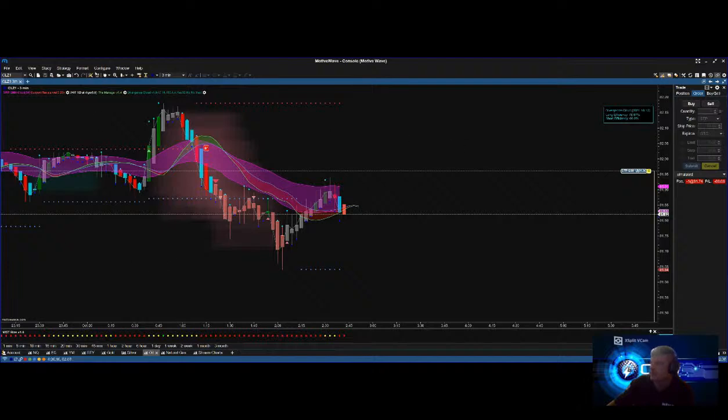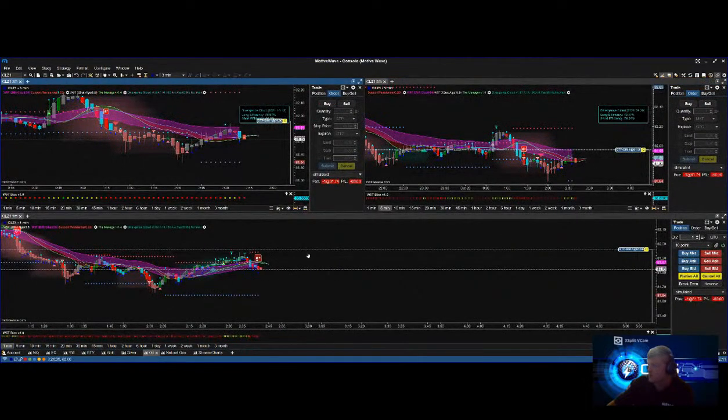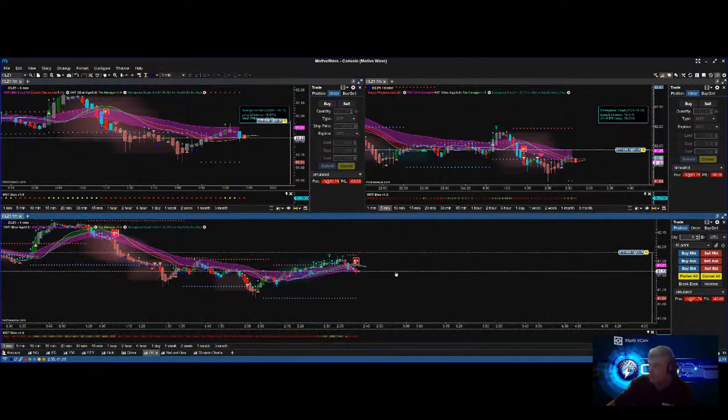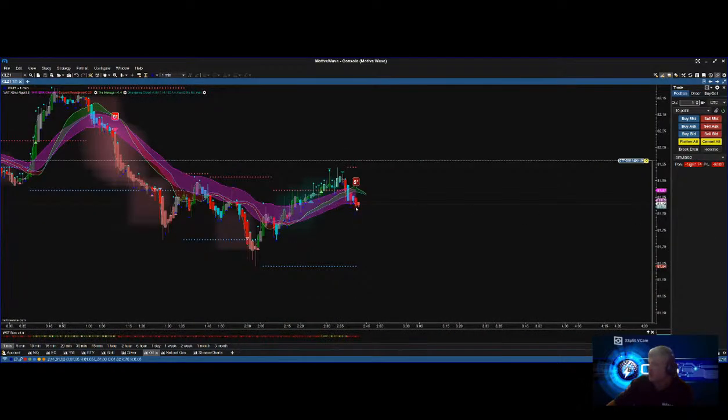Boom. See here, we just got a sell node, a sell. There it is on the 1 minute on oil. There's that sell right there, which is good because we're already in a short. I'm sorry.